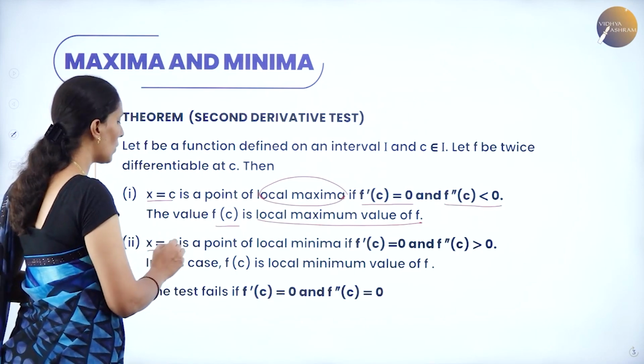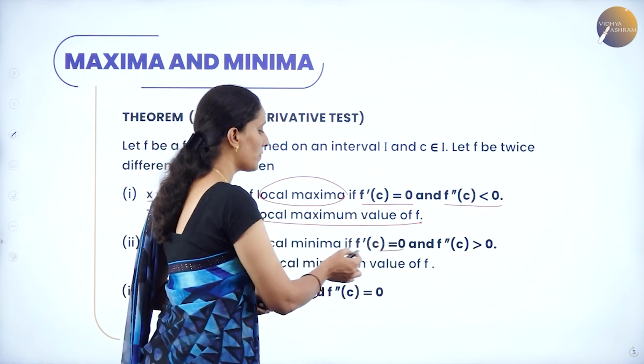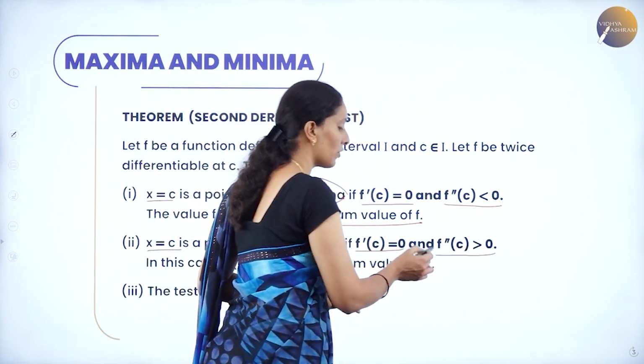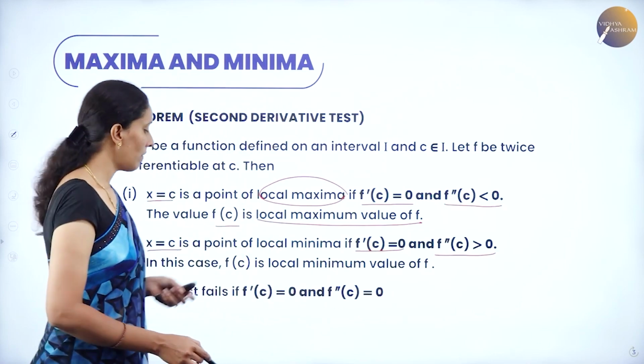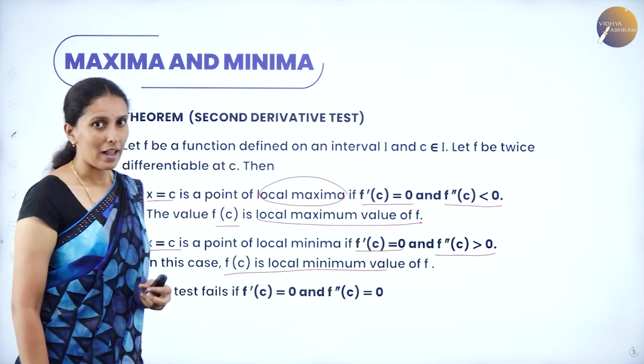Similarly, x is equal to c is a point of local minima if f dash of c equal to 0 gives you the critical point and then the second derivative is positive, then we call f of c the local minimum value.